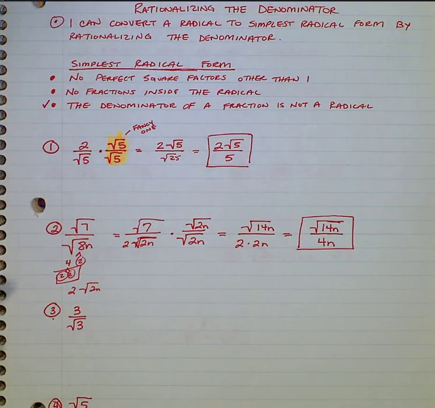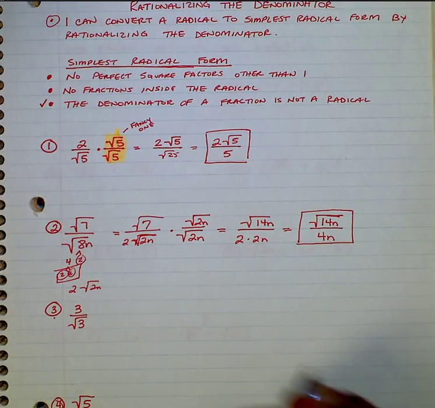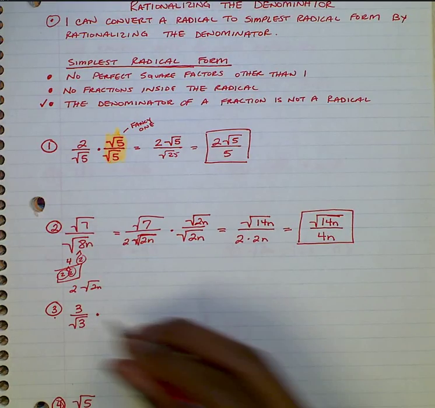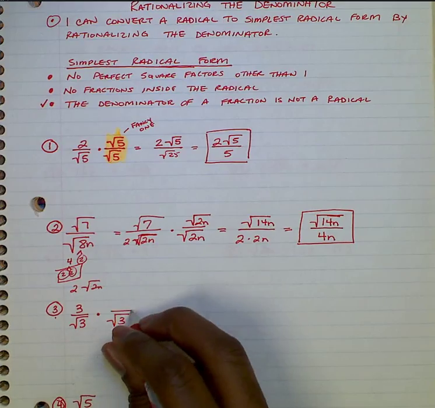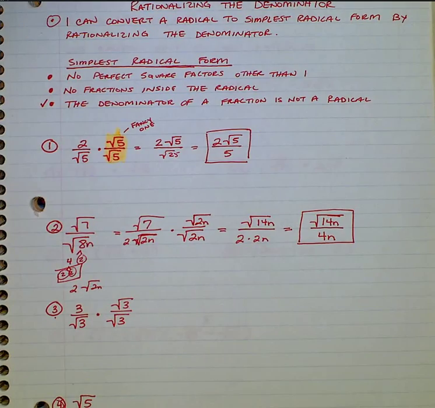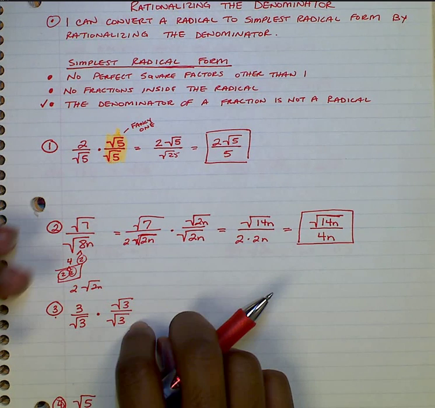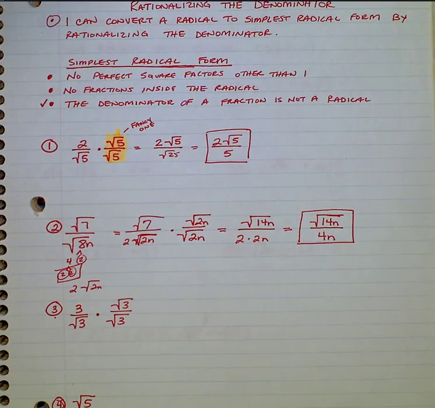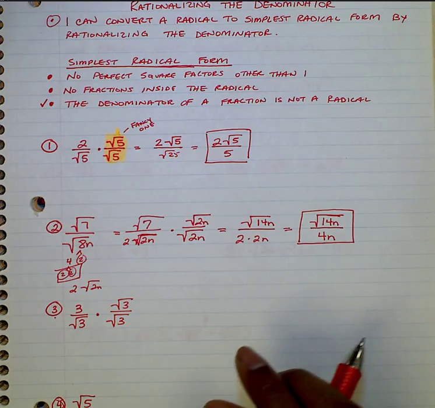Alright, number 3. We have 3 over radical 3. Alright, can't simplify radical 3 any. Okay, we want to get this radical gone, so we're going to multiply by fancy 1. Radical 3 over radical 3. Okay, again, call it fancy 1 because radical 3 divided by radical 3 is just 1. When you multiply a number by 1, you don't change the value of the number. Okay, so this is our way of changing how the number looks without changing the value of the number.